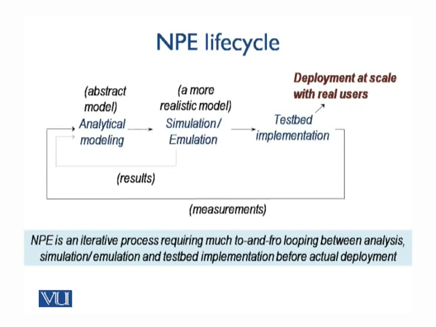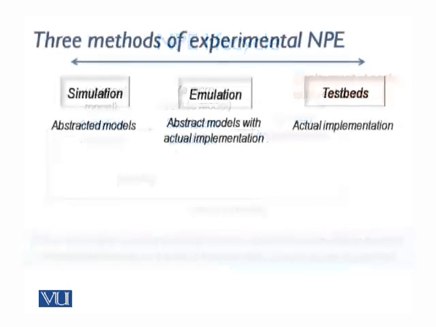Now I can summarize the discussion of this part of today's lecture by talking of the three methods of experimental network performance evaluation. These are the methods of simulation, emulation, and testbeds, where simulation makes use of abstracted models, emulation makes use of abstract models, but with also actual implementation. It's a hybrid between abstract models and actual implementation. And in testbeds, we have actual implementation, but on a limited scale. After that, you can deploy your system or algorithm at large scale.